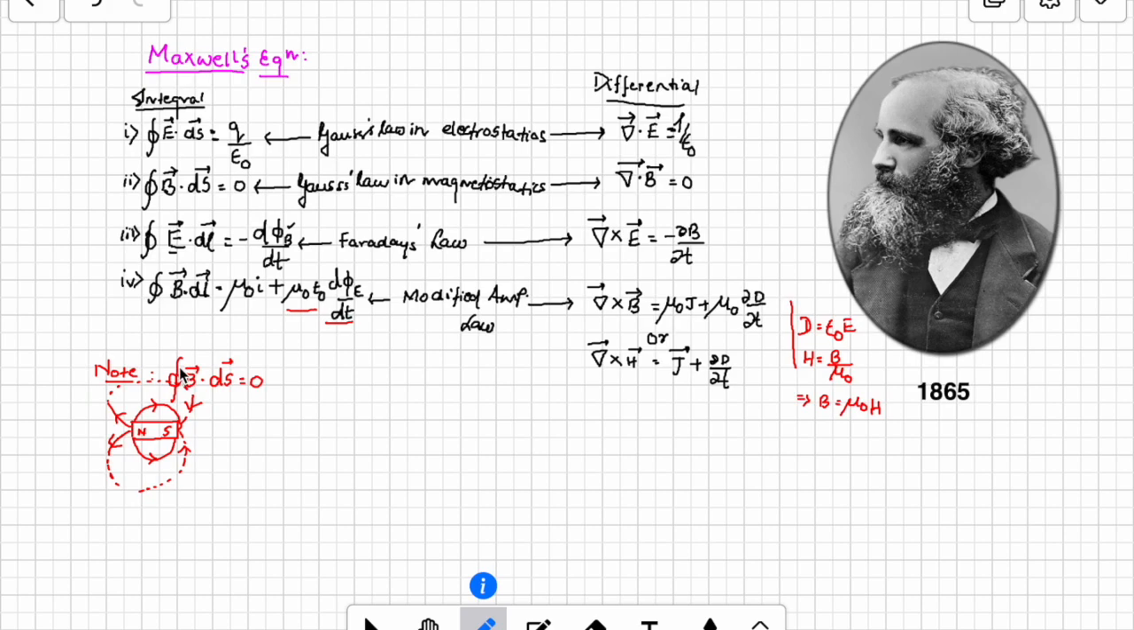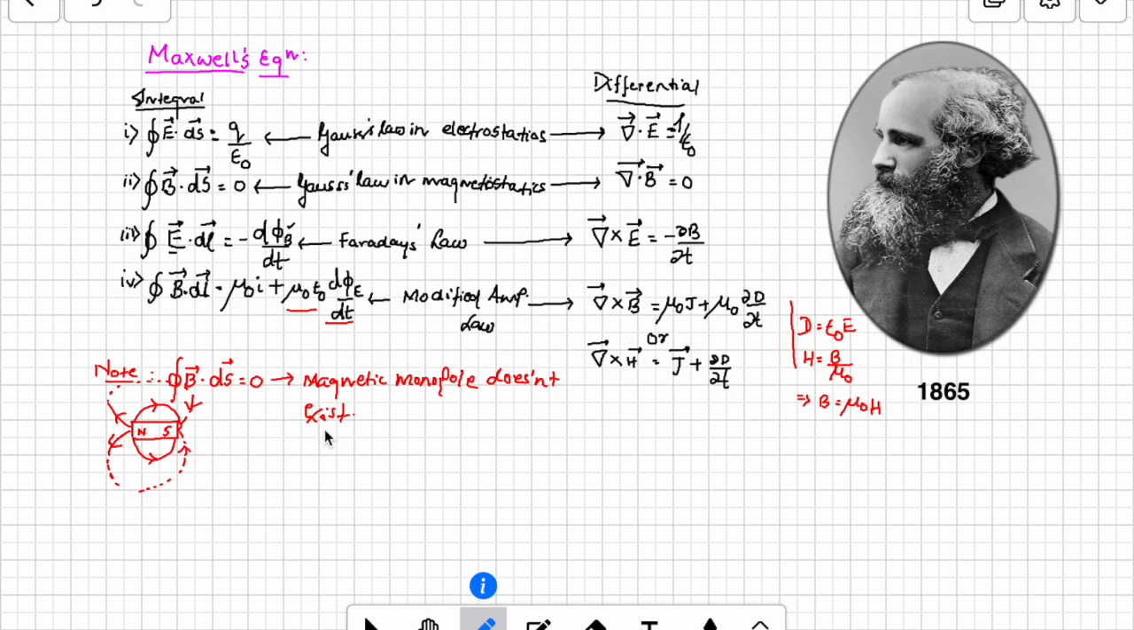So this result says that a magnetic monopole does not exist. A conclusion to this is that magnetic monopole does not exist. There is no such thing as a magnetic monopole. There will always be a dipole.